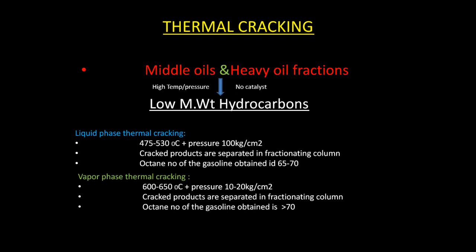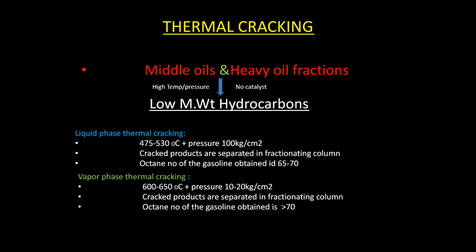As we all know, the middle oils and heavy oils are subjected to high pressure and high temperature without a catalyst. After the completion of cracking, we end up with low molecular weight hydrocarbons. We already know that there are two different types of thermal cracking: liquid phase thermal cracking and vapor phase thermal cracking.